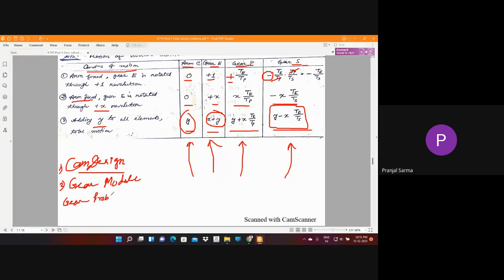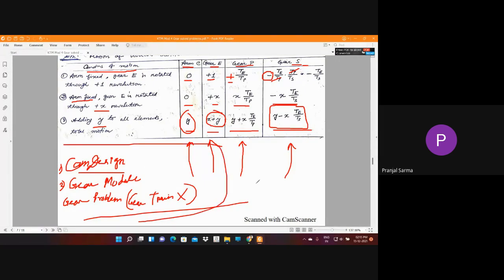So this gear train is not included. Only the first part, that is the normal gear drive, up to that. That means this kind of gear train problem will not come, but from the first part, the normal gear drive, it will come. Understood? Yes, sir. This is for class test 2. So try the cam design problem. This time all of you should be able to do it. Do you have the confidence now?